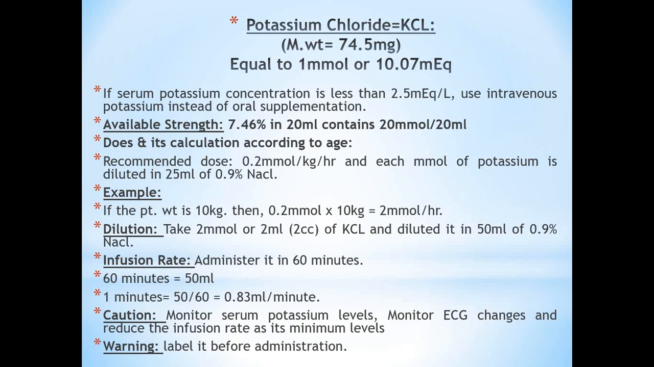So the dilution is: take 2 millimole or 2 ml of KCl diluted in 50 ml of 0.9% NaCl. That is, every millimole should be diluted in 25 ml. If the dose is calculated as 2 millimole, then it should be diluted in 50 ml of sodium chloride, and the infusion rate is 60 minutes, that is per hour. The 50 ml should be infused in 60 minutes, and per minute only 0.83 ml should be infused, which is less than 1 ml.